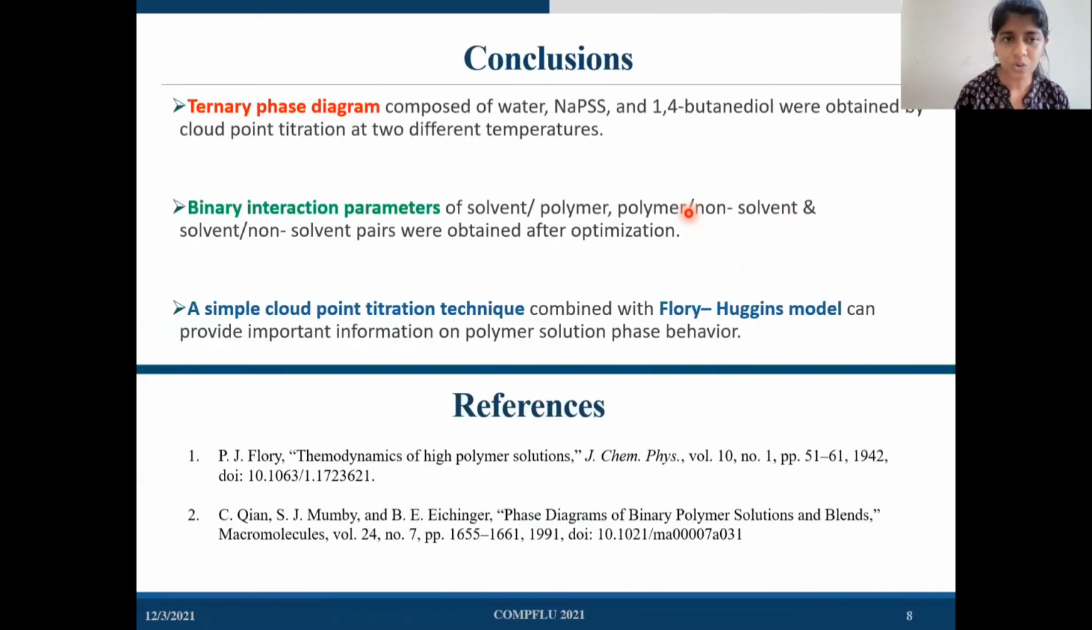So finally, to conclude, using a simple cloud point iteration technique, we were able to generate the binodal curve for the ternary phase diagram and obtain binary interaction parameters that can be used for the prediction of polymer phase behavior, that is, for the NaPSS and water system.